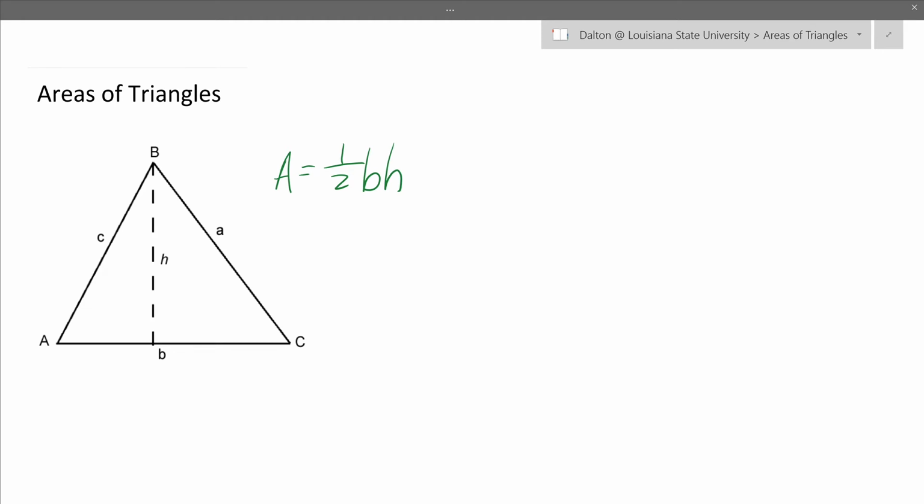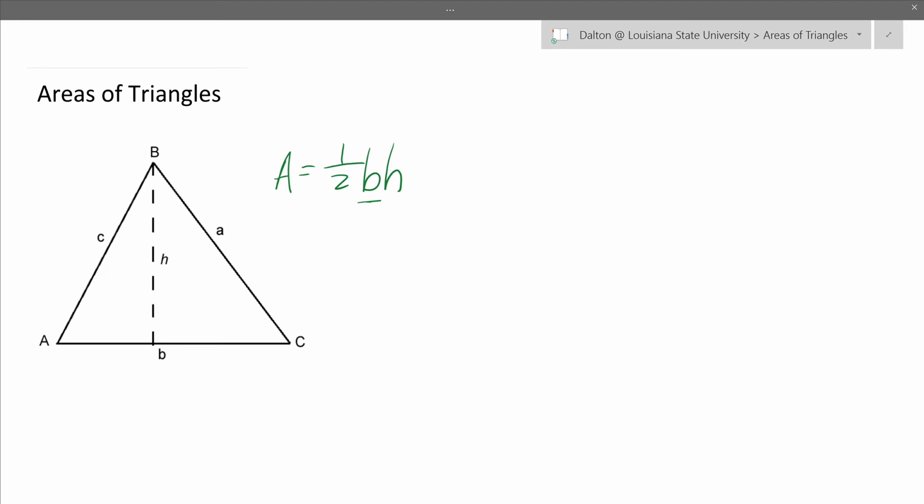So essentially, if we look at this formula, we know what B is, right? B is the base, or in this case, it's this side, the bottom length of the triangle. So the issue is H. So my proposition is, well, what if we represented H in a different way, if we could rewrite it somehow?